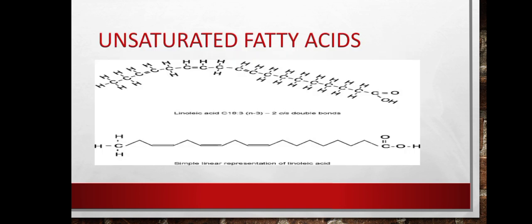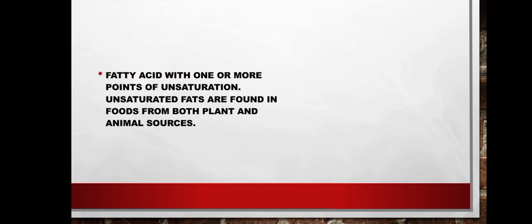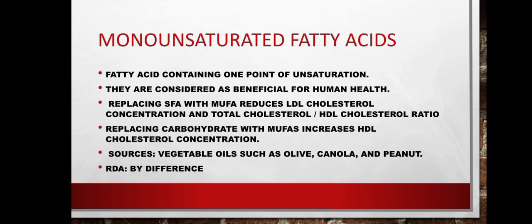Next one is unsaturated fatty acids. They contain 1 or more points of unsaturation. It means they contain 1 or more double bonds. Unsaturated fats are found in foods from both plant and animal sources. So first, let's start with monounsaturated fatty acids. These are fatty acids containing 1 point of unsaturation, meaning they contain only 1 double bond.